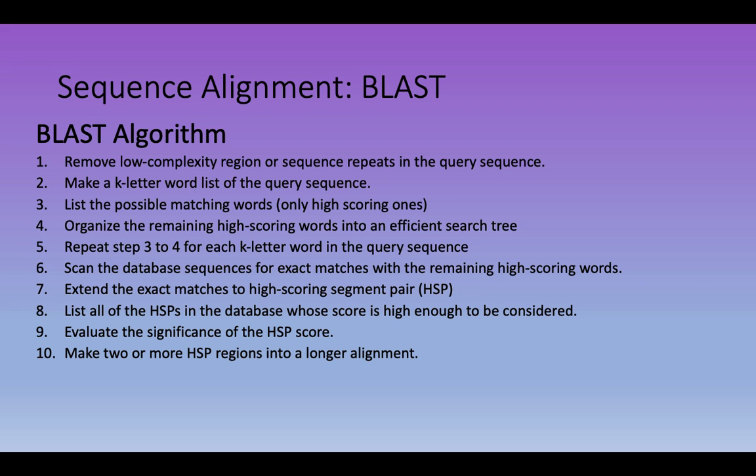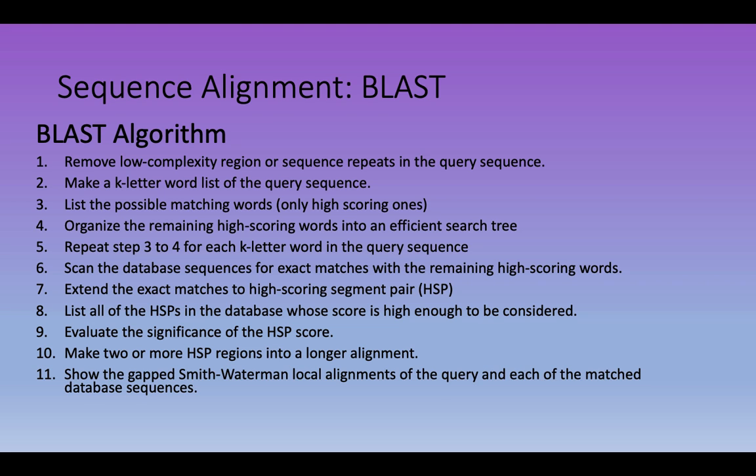Then, if we find any high scoring pairs that are within the same region, we can connect them to make a longer alignment, and in the end, we're going to show the gapped local alignments of each query sequence matched with the database, and then lastly report every match whose expected score is lower than a specific threshold value. Right? So we go through this whole process.